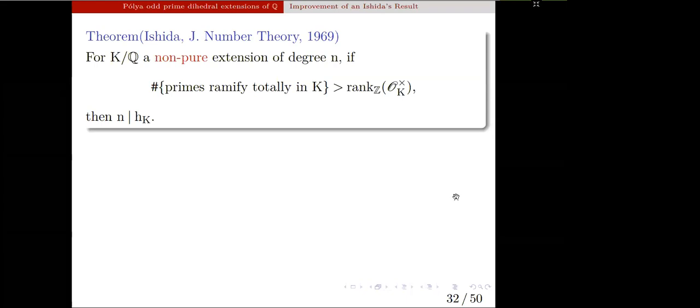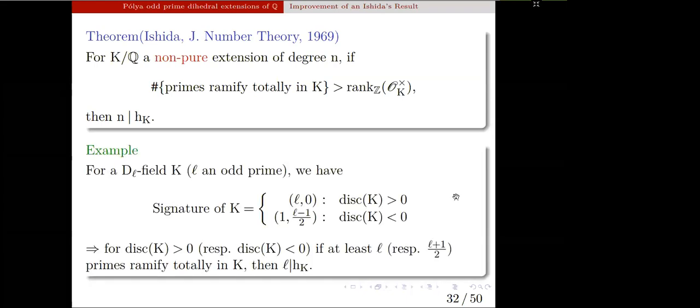For instance, in our case study, namely for a DL field K, for L an odd prime, and using the signature of K, namely considering the real embeddings and complex embeddings of K, for the discriminant of K positive or negative, by Ishida's result, if at least L or respectively (L+1)/2 primes ramify totally in K, then the class number of K would be divisible by L. And you see again here Ishida's upper bound is dependent on the extension degree.